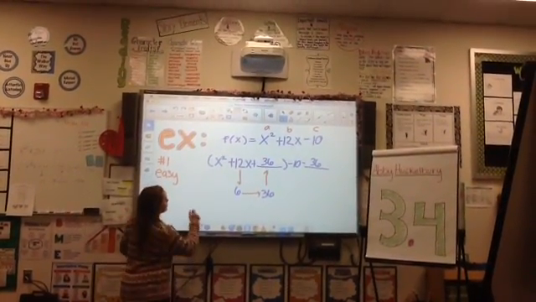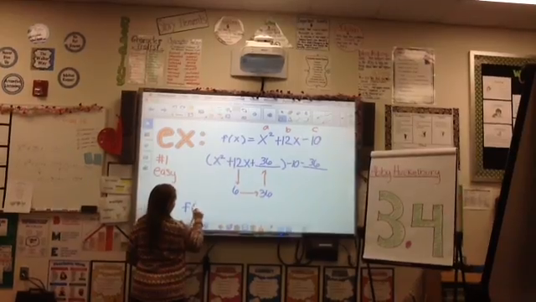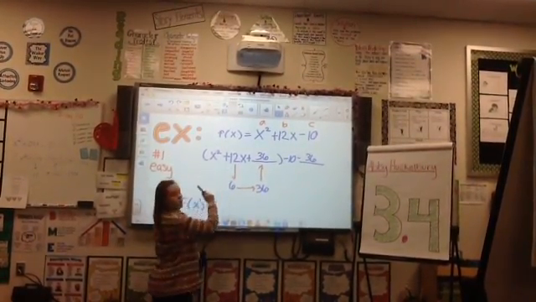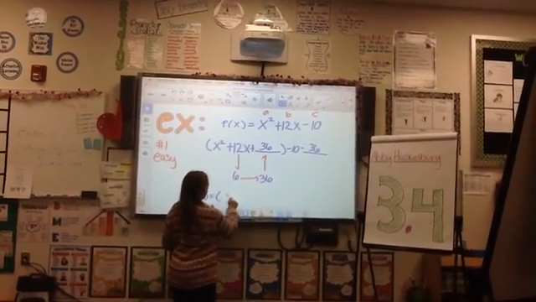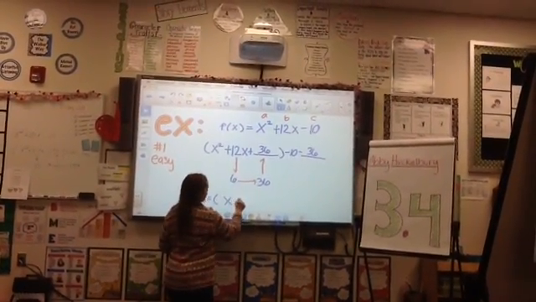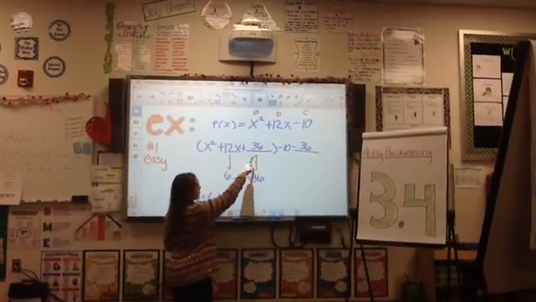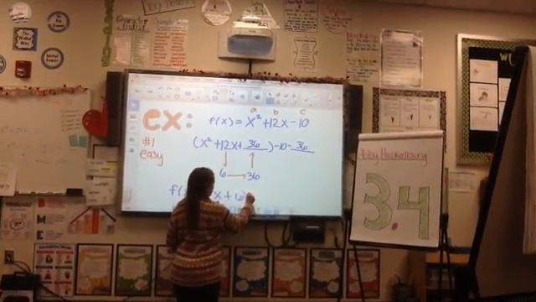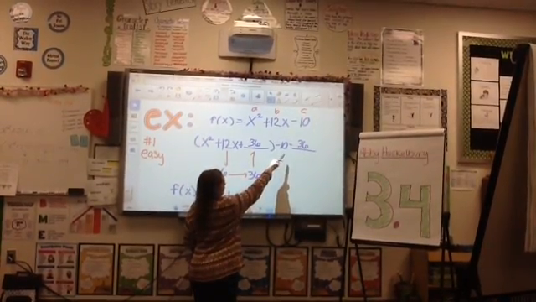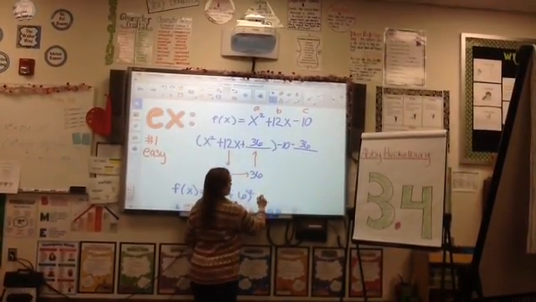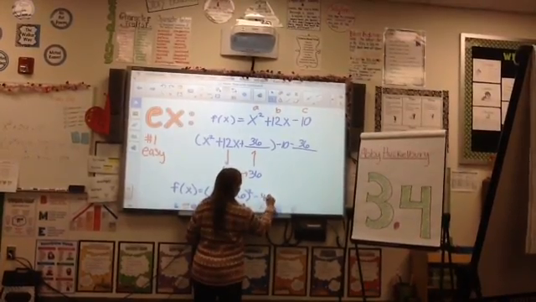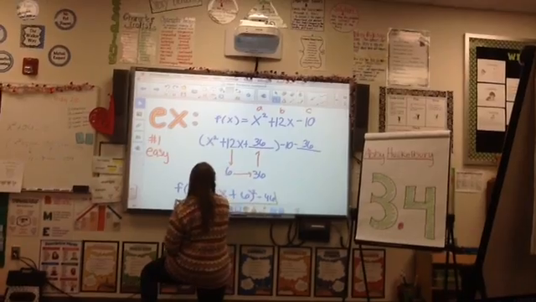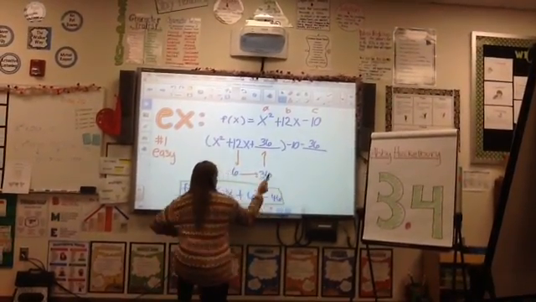Now we're ready to make our new vertex form. First, you need the square root of your first term, which is x, your sign from B, and your square root of your third term, which is 6. Now you subtract negative 36 from negative 10. Now you have your new vertex form.